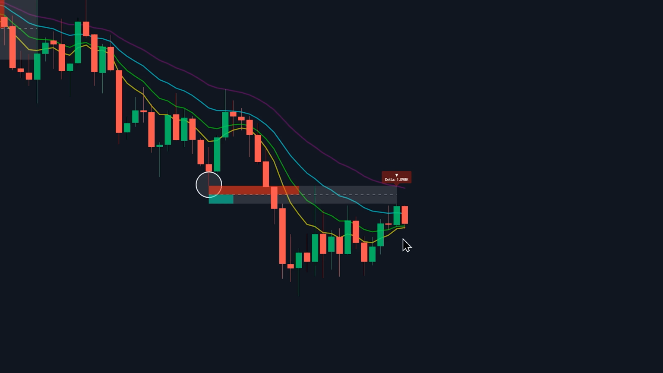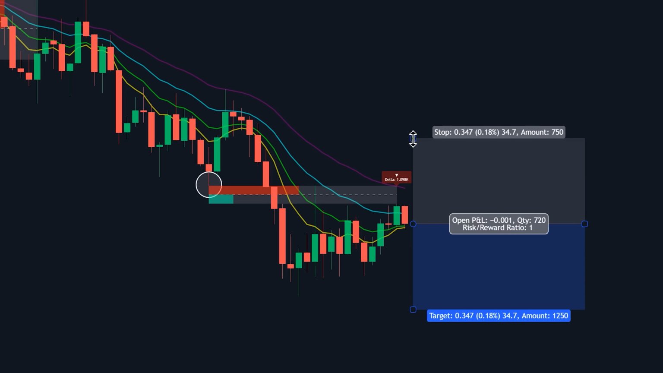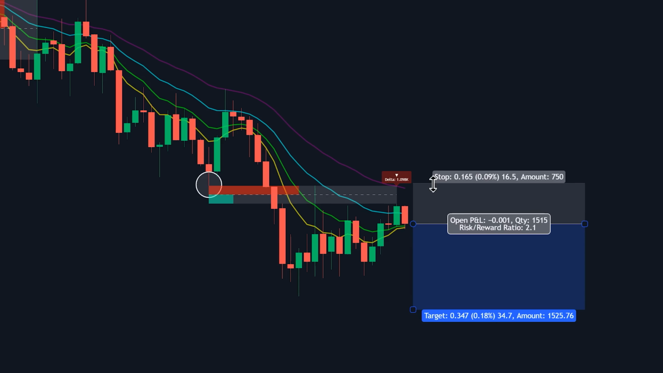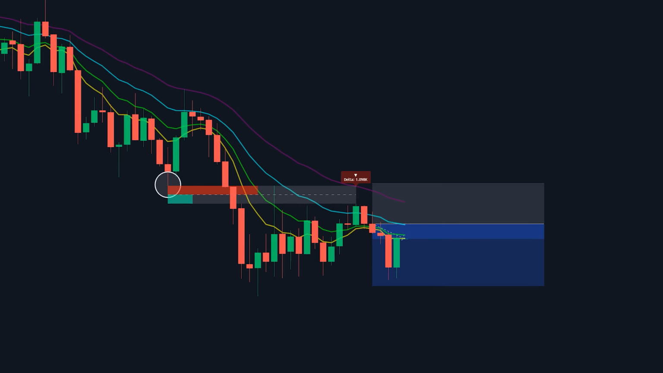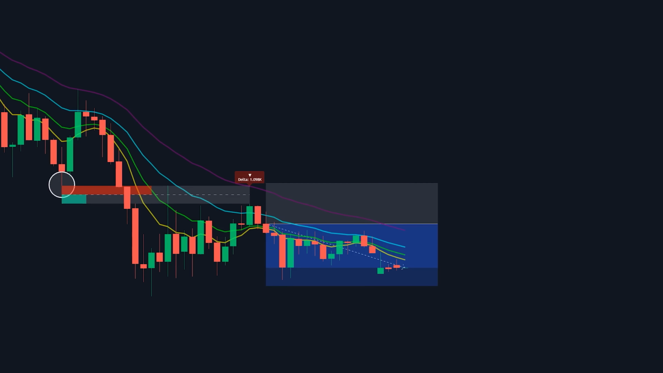We enter a short position, stop loss above the most recent swing high. The take profit is going to be set at 1.5 times the risk, letting the trade run. And as you can see, the trade was profitable.